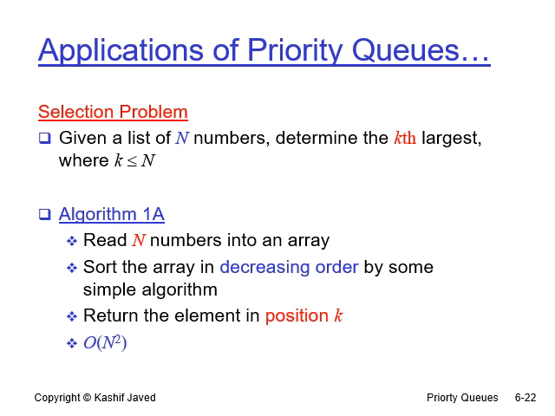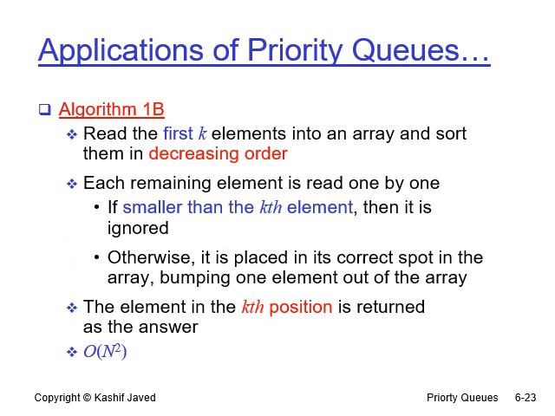So this is the statement of the selection problem. We can implement it like this: read n numbers into an array, sort the array in decreasing order by some simple algorithm, and return the element in position k. This algorithm was upper bounded by n squared. This is what we learned from chapter number 1.